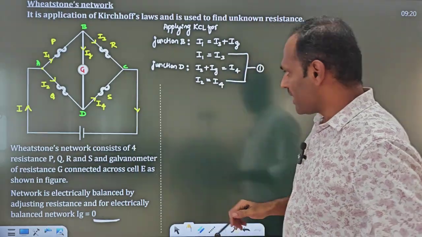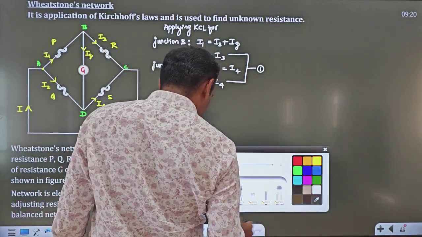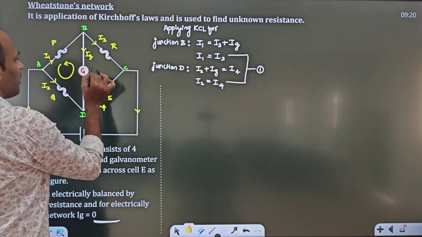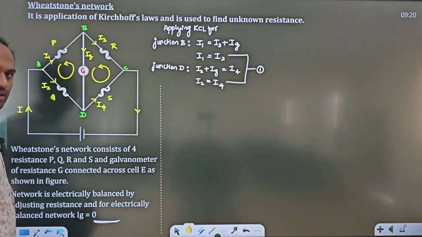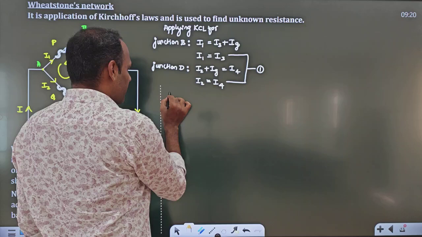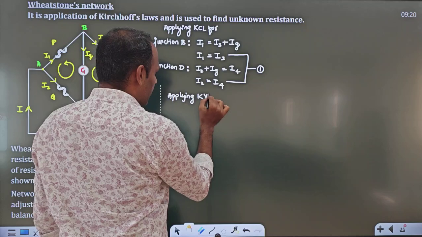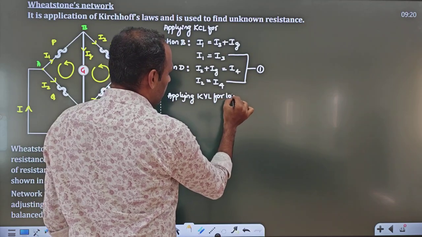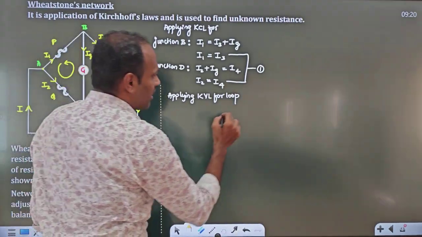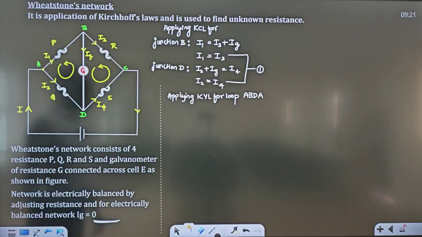Correct? So to apply KVL, what we have to do? We have to first mark a direction. I will take the direction in both the loops. Correct? Now we will apply the KVL and write the equation. Here I will write, applying KVL for loop, first loop A, B, D, A. For this loop I will apply KVL.